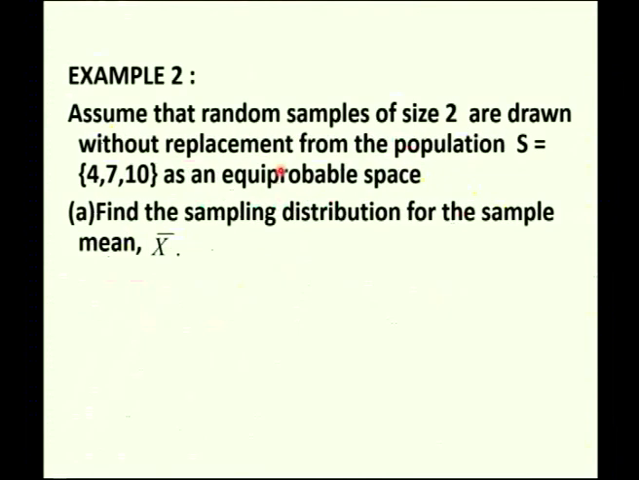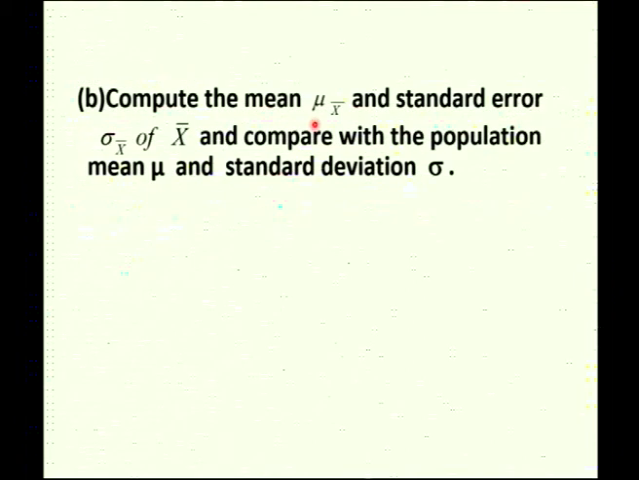We shall do the same problem, the sample space S is 4, 7, 10, but the sampling is done without replacement. So, assume that random samples of size 2 are drawn without replacement from the population S equal to 4, 7, 10 as an equiprobable space. Find the sampling distribution for the sample mean x bar, and you are also asked to calculate mu x bar and the standard error, that is the standard deviation of x bar, and compare it with the population mean mu and standard deviation sigma. The population mean mu and standard deviation sigma are the same because of the same sample space. Therefore population mean mu is 7 and standard deviation sigma value is root 6.